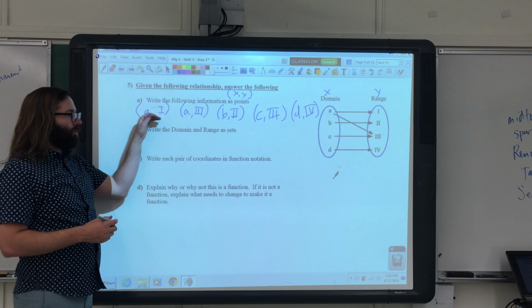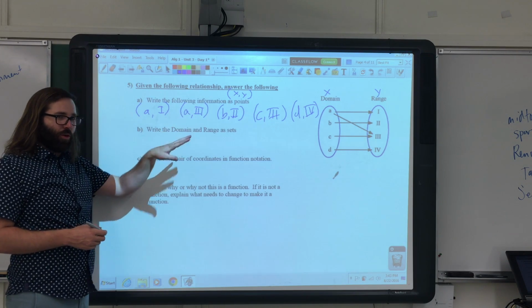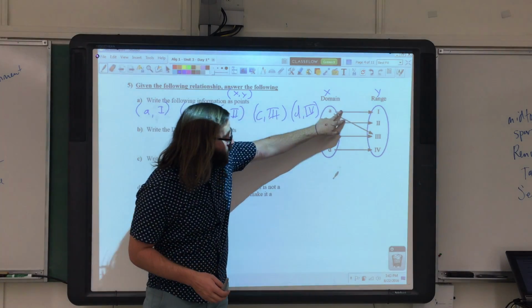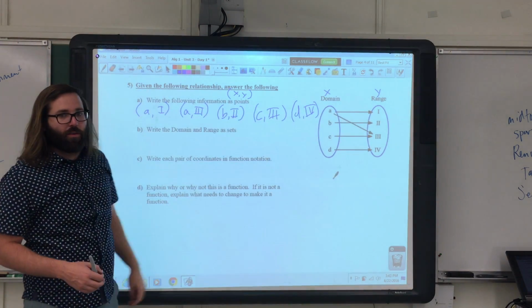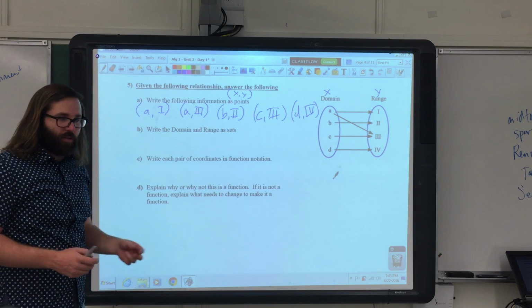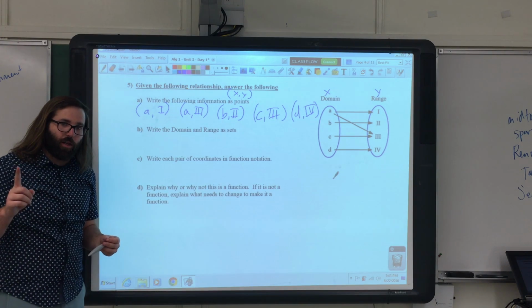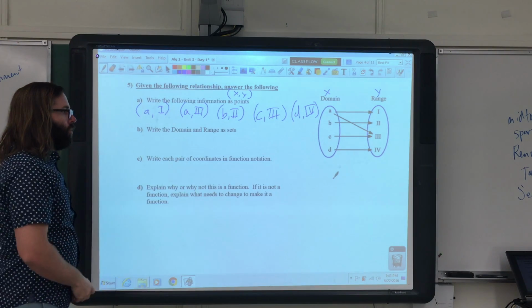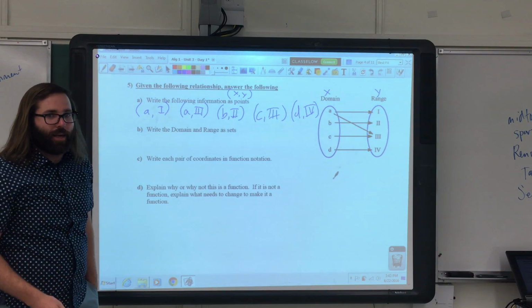Okay, this one's a little tricky because it's letters and Roman numerals, not so cool. But it's important to know that if you have two arrows coming from one x, that means you're going to have two of the same x's, or multiple of the same x's. And is that a function? No, it does not pass the vertical line test.